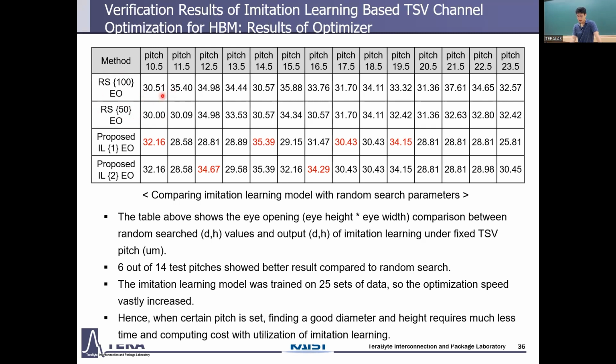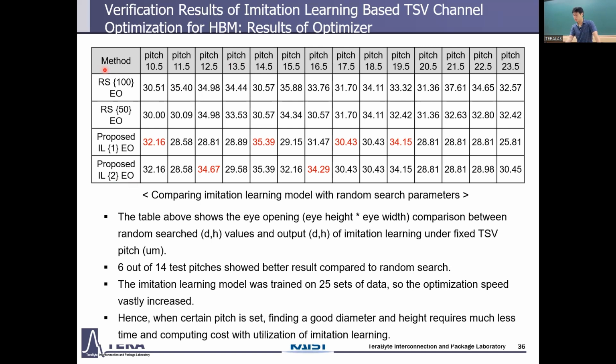And then these data are like the same. This is the eye-opening from 1 imitation learning, and this is the eye-opening from 2 imitation learning. With the same logic, this number has to be bigger than or the same as this row. So I put it in red. So 6 of the 14, we have 14 test pitches here, 6 of the 14 test pitches showed a better result compared to random search.